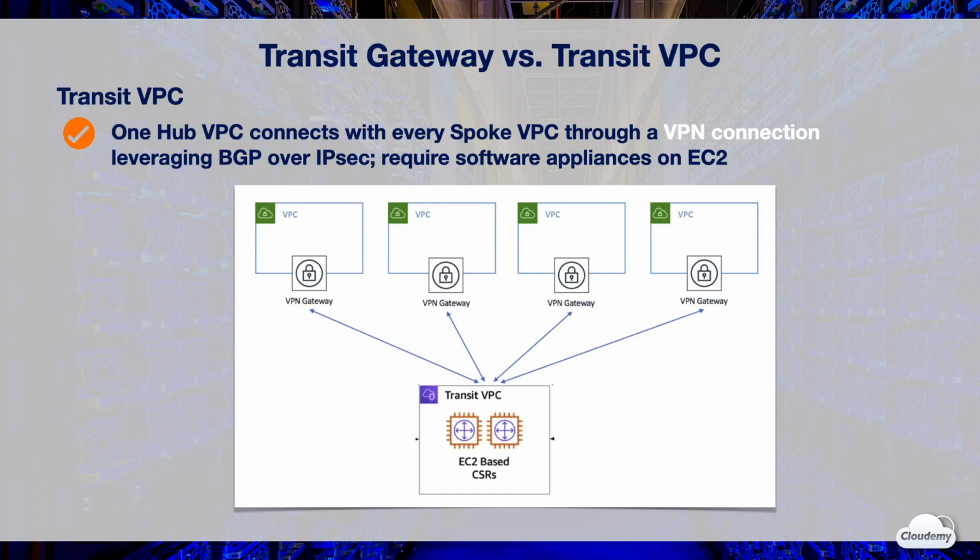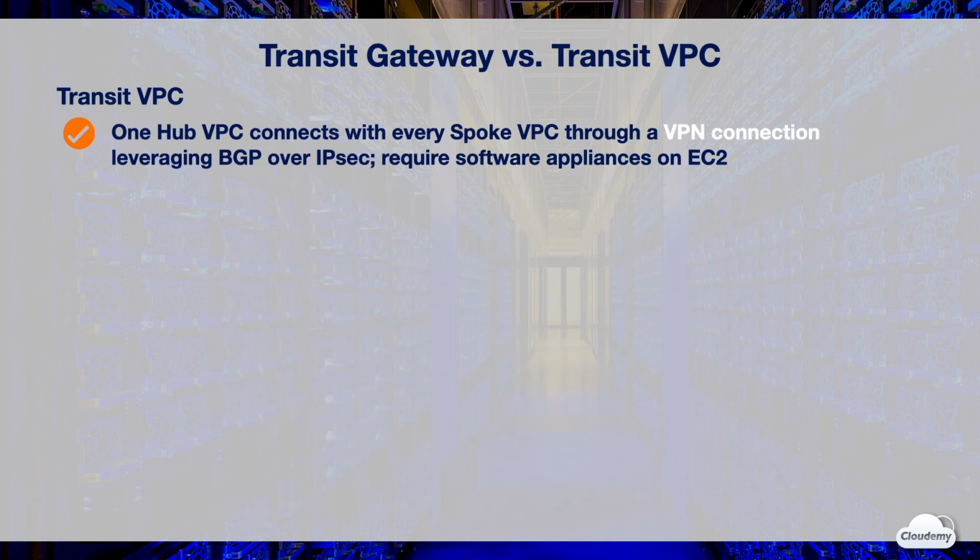Transit VPC comes with its own challenges, such as high costs for running virtual appliances, limited throughput over VPN tunnels, and additional management overheads. For example, customers have to manage the availability and redundancy of EC2 instances. Transit Gateway provides a number of advantages over Transit VPC.